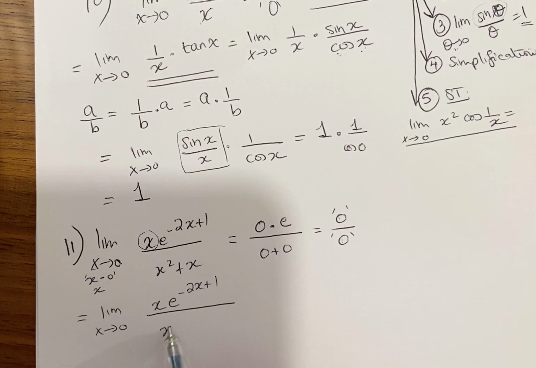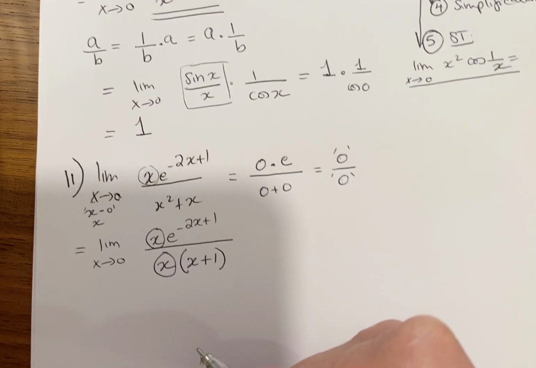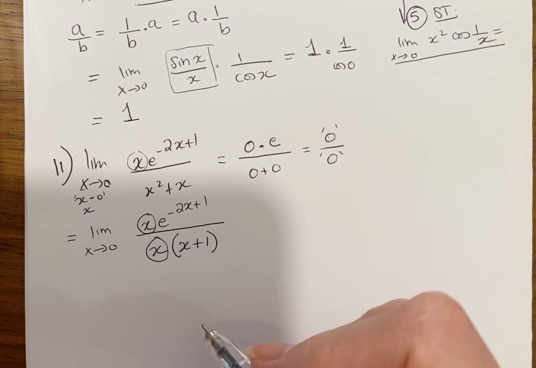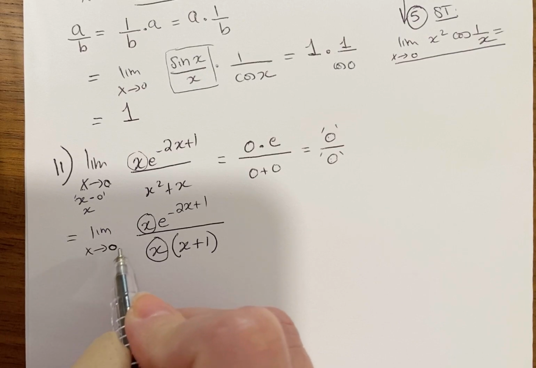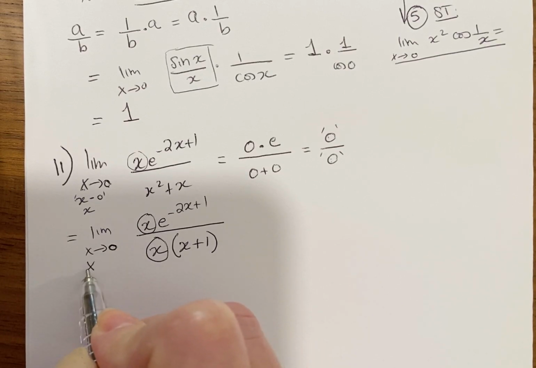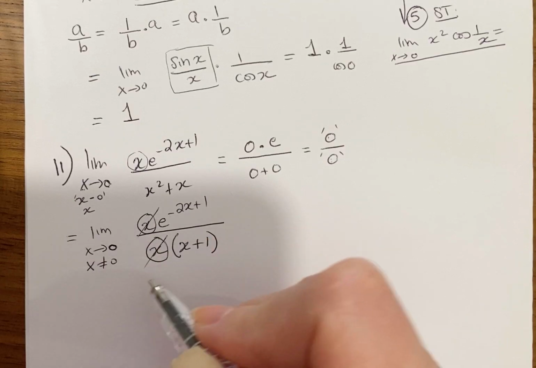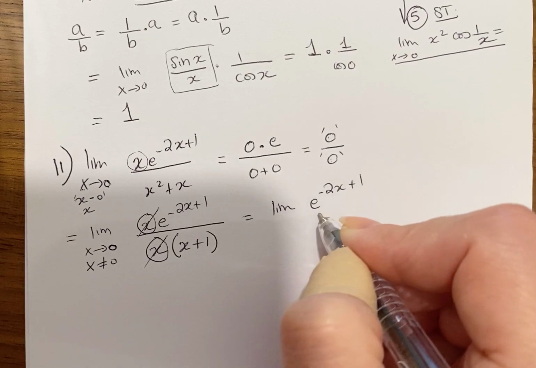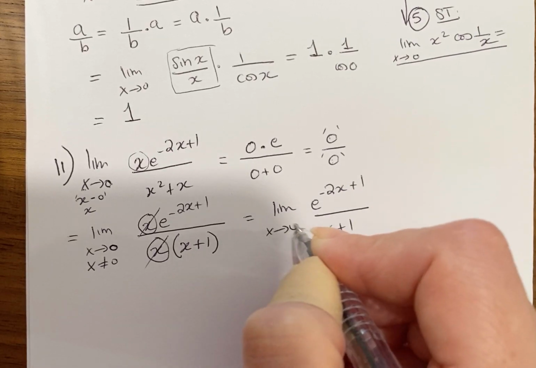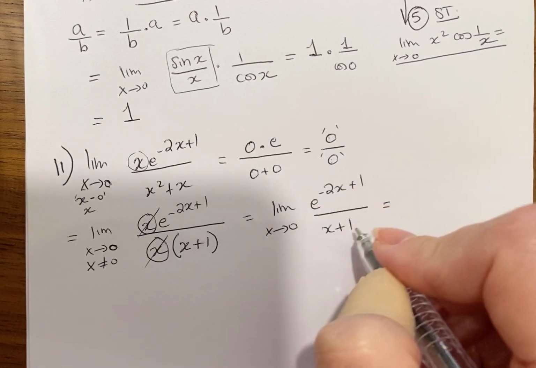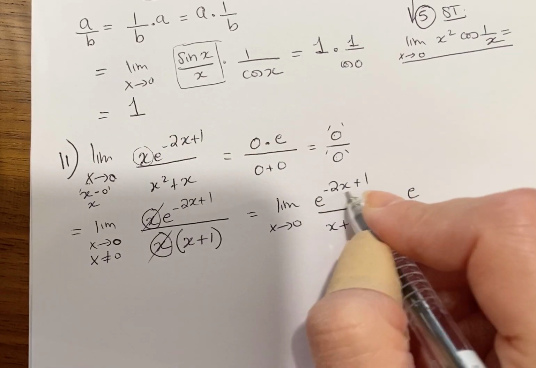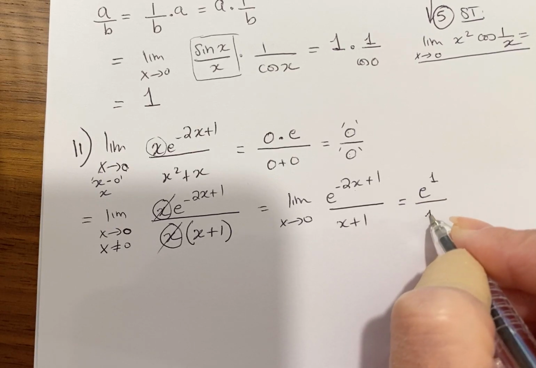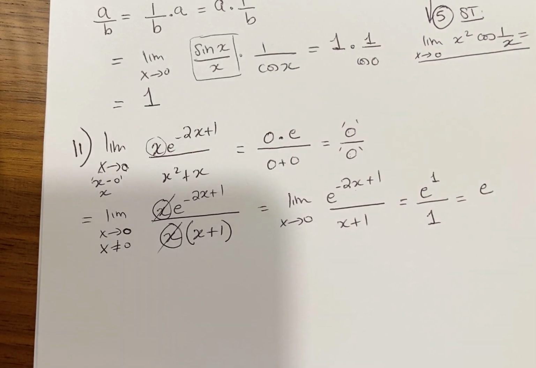Can I factor x in the denominator? Yes, simply it's a common factor. This x and this x, am I allowed to cancel them? I'm only allowed to cancel a term in a fraction when this term is not 0, but I can guarantee this term is not 0 because x is approaching 0, meaning x is not 0. So this and this cancel, which means that I'm left with the limit of e minus 2x plus 1 over x plus 1 as x approaches 0, which means now I can try doing the substitution again. E to the power 0 plus 1 is e to the power 1 over 0 plus 1, 1. So the answer is e.